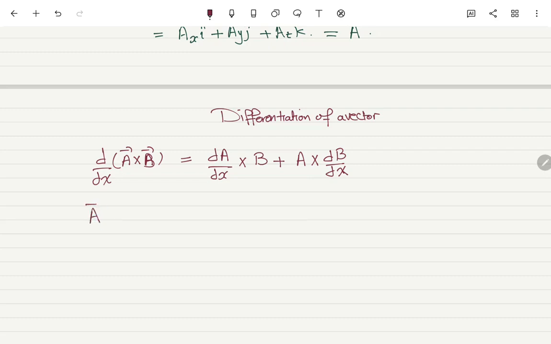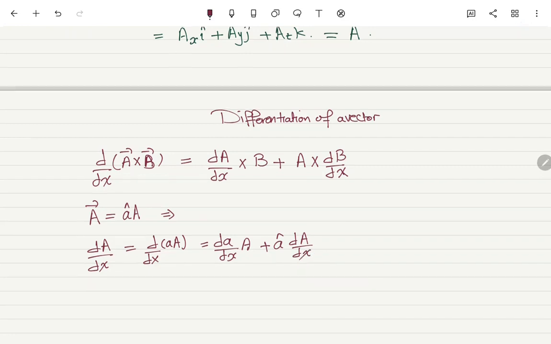Assuming that A equal to A hat A, in this case dA by dx is equal to d by dx of A hat A, or equal to dA hat by dx A plus A hat dA by dx. This relation is convenient in some cases to find the derivative of any vector.